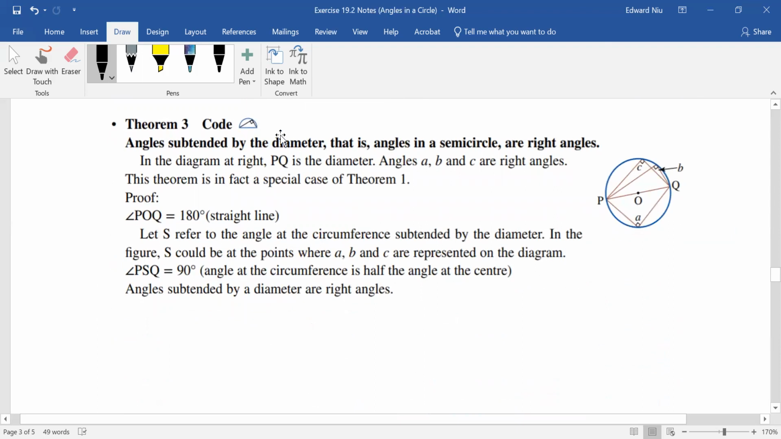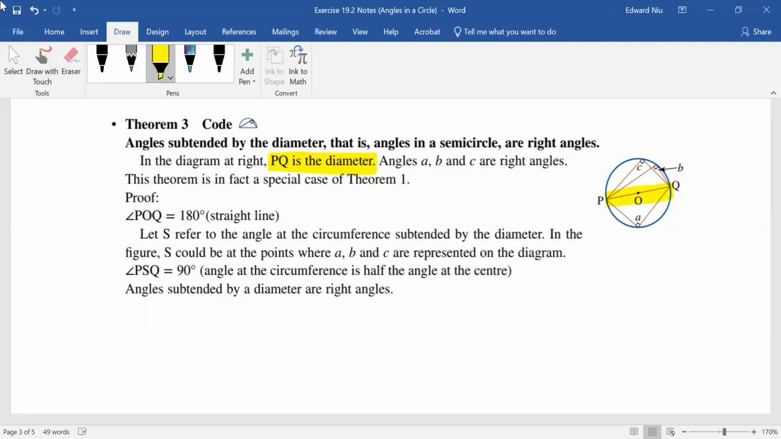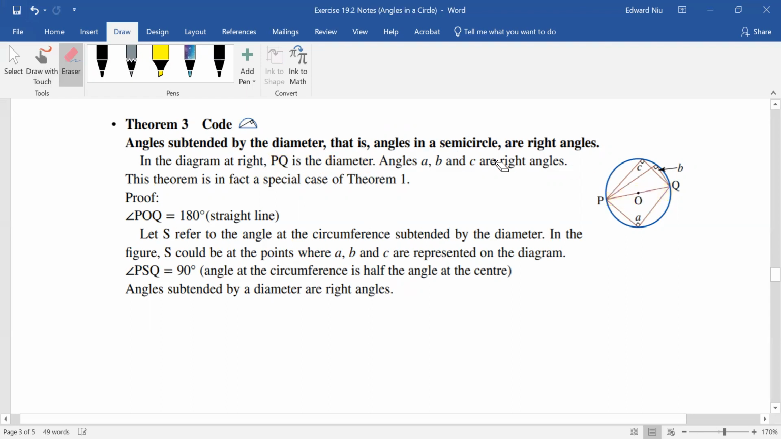All right, so theorem 3: angles subtended by the diameter, that is angles in a semicircle, are right angles. So what that means is in the diagram at the right, PQ is the diameter, as we can see right here. And so angles A, B, and C are right angles.